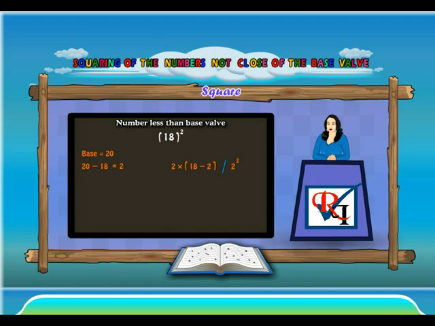Now in the next step, 2 into 18 minus 2, that is 16, and the square of 2 is 4. So what we get is 16 into 2, that is 32, and 4. Now we have to remove the separator. Then finally we get 324, which is the square of 18.